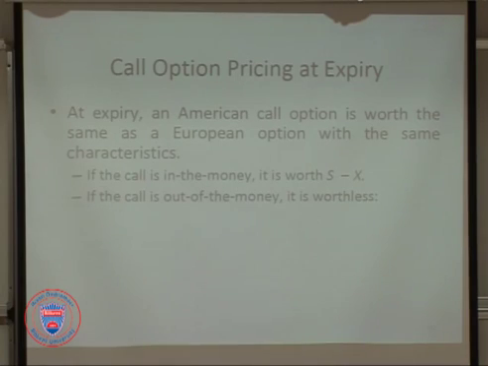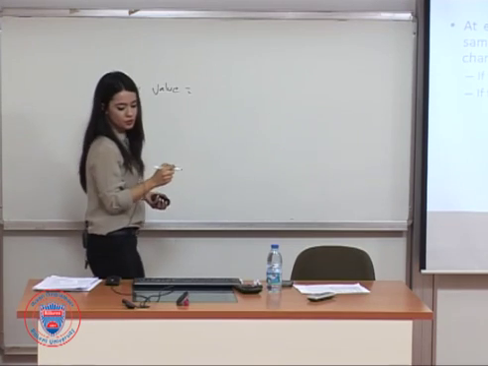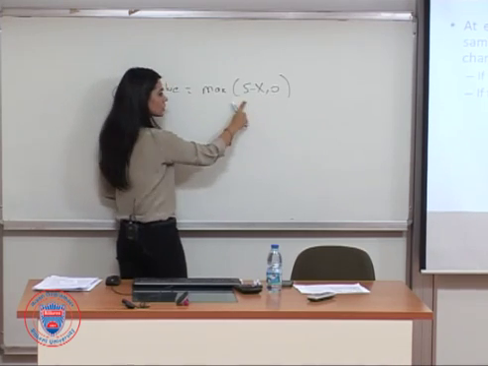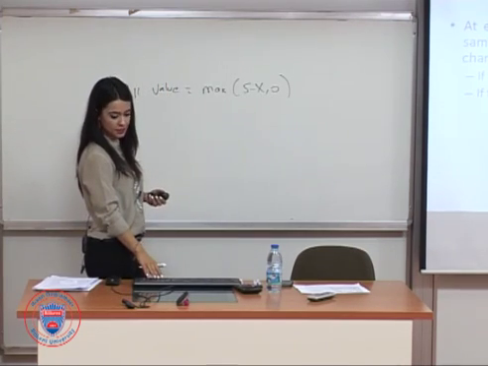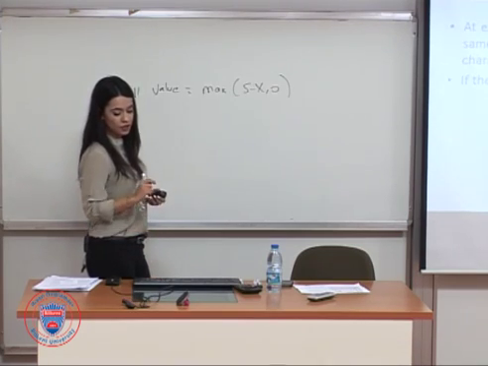Okay. So to sum up, what we can see about call options is, if the call is in the money, your payoff will be the difference between the exercise price and the stock price. If the call is out of the money, it's worthless. So basically, the call value, let's write this. Call value will be equal to 0, or it's going to be the difference between the stock price and the exercise price.